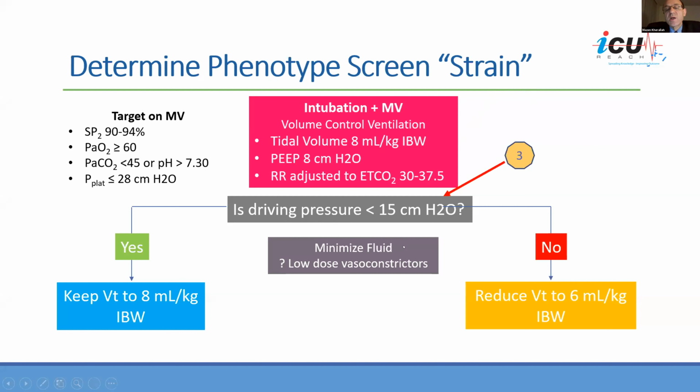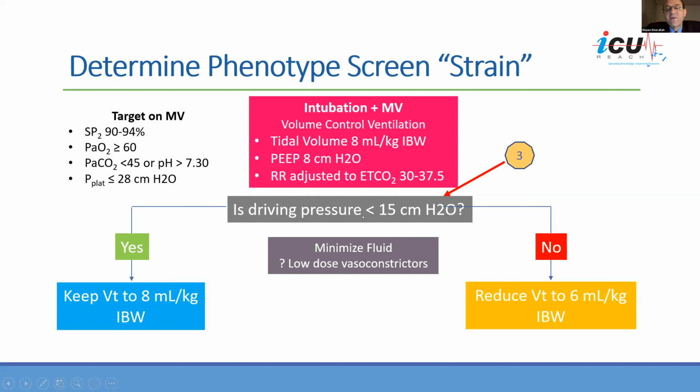So if we have a pressure more than 15 centimeters, that means that we have a high strain. So we look at driving pressure. If it is less than 15 centimeters, then we can do a tidal volume of 8 ml per kg. So once those patients are intubated, we generally put those patients on 8 ml per kg of ideal body weight, put them on PEEP of 8, and adjust the rate for the end-tidal CO2.